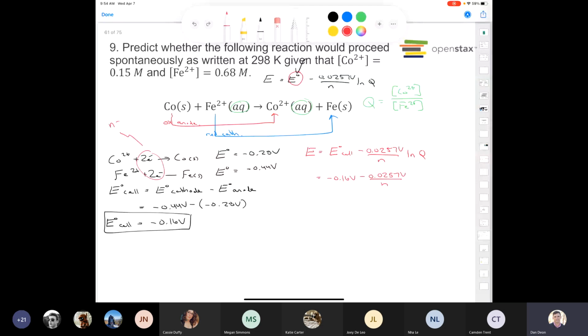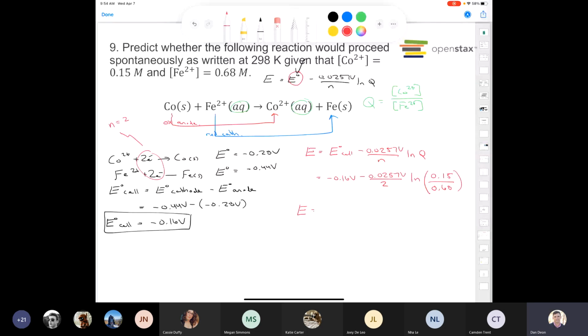I'll plug in 2 in my denominator, multiplied by the ln of, and since Q is equal to the concentration of cobalt ions over the concentration of iron 2 plus ions, it's going to be the ln of 0.15 divided by 0.68. Okay, let's get to it.